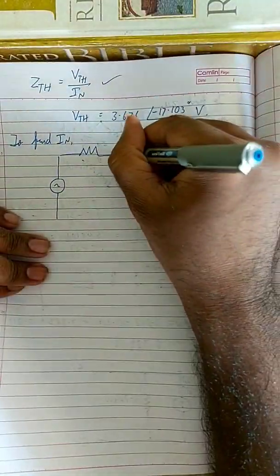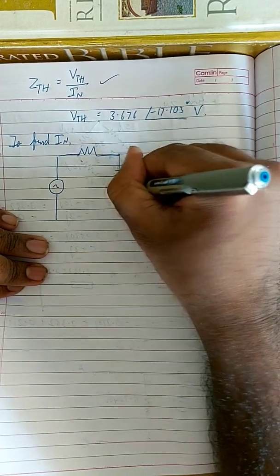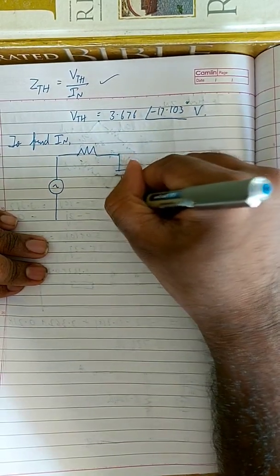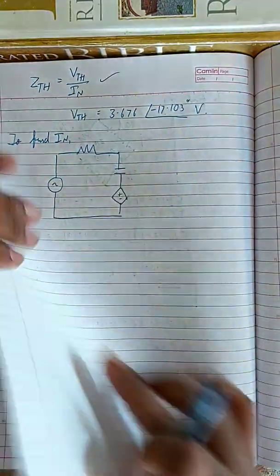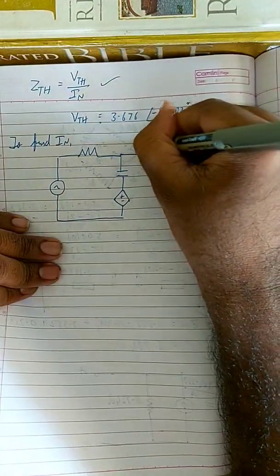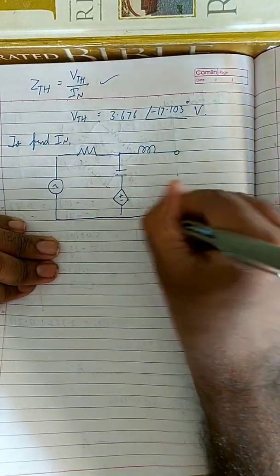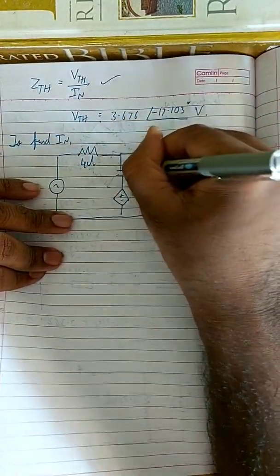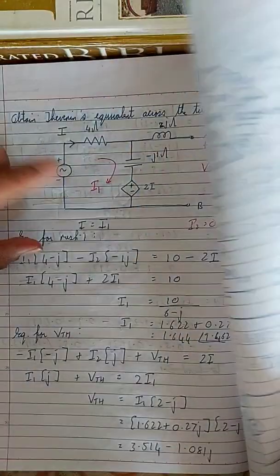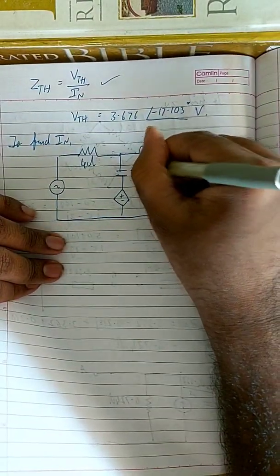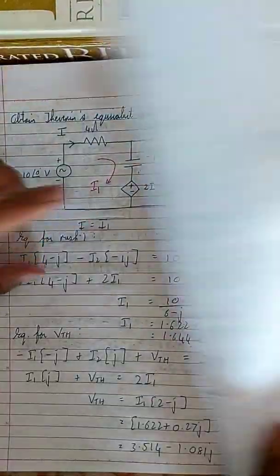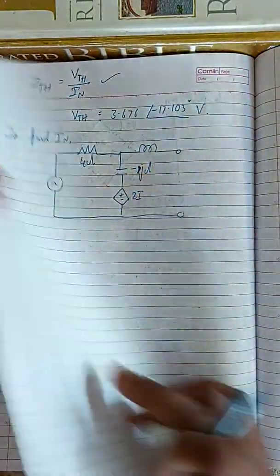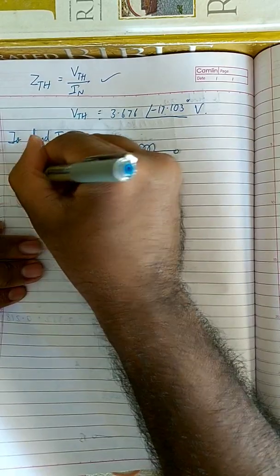Okay. Resistor over here. You have a capacitor, and then you have a dependent source. Join it, and then we have an inductor over here. Okay, and this is 4 ohm. This is minus 2. This is minus j. Yeah, this is minus 1j. This is minus 1j. This is 2I. This is 10 angle 0.